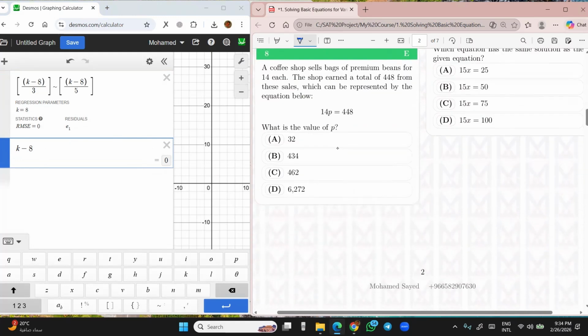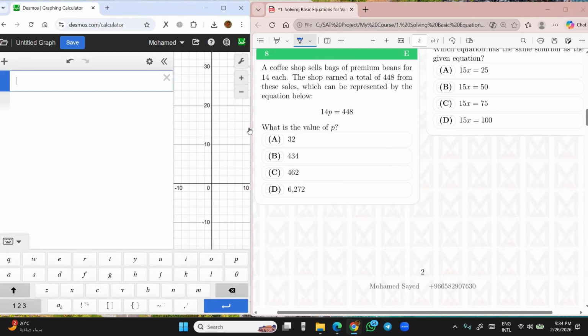Question number 8. A coffee shop sells bags of premium beans for 14 each. The shop earned a total of 448 from these sales, which can be represented by the equation below, as you can see. What is the value of p? Here it's of course easy to divide, and it can be done using the regular calculator. But let's make it also on Desmos, 14p equals 448, for the purpose of practicing. And then p is equal to 32, just choose 32, simply letter A.